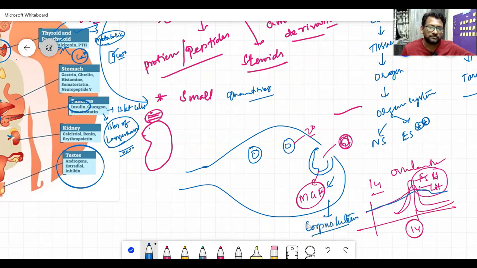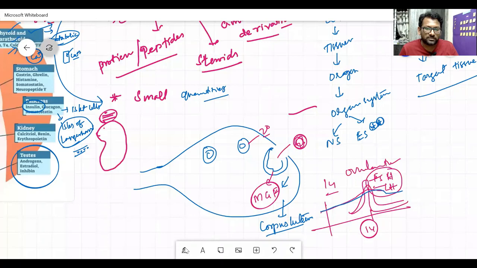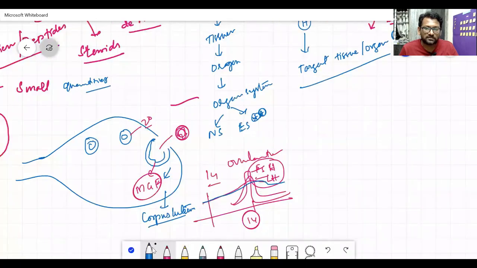Corpus luteum. So here you need to understand one thing. I'm discussing gonads right now. These gonads are, in females, the ovaries, and in males, the testis. Once the ovum or egg is released, it waits for sperm. After ovulation, it waits for the sperm to fertilize it. If there is no sperm, then again menses would start, right?